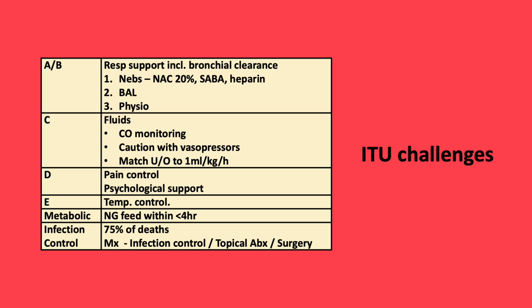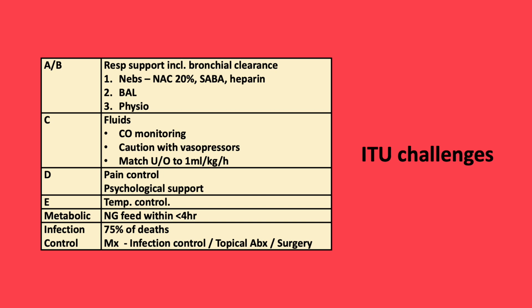Disability, pain control and psychological support are essential. Exposure, temperature control and metabolic. NG feed should ideally occur within 4 hours. This is due to the increased basal metabolic rate. There's a clear correlation between lean body mass and complications including infections and death.